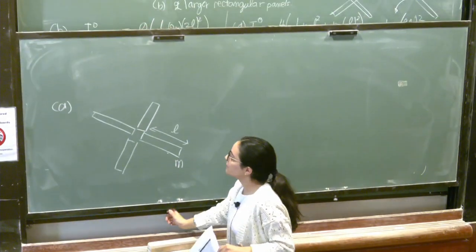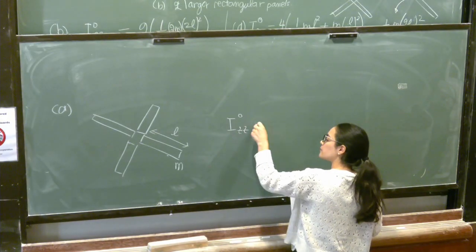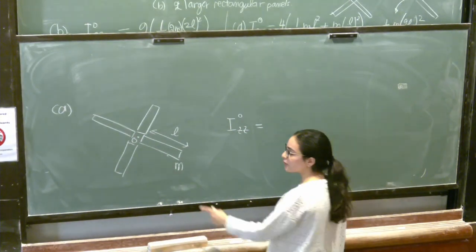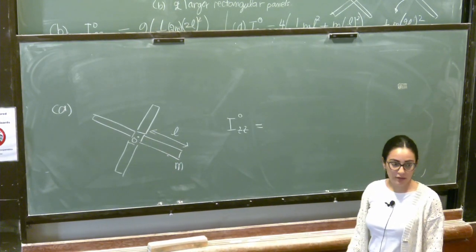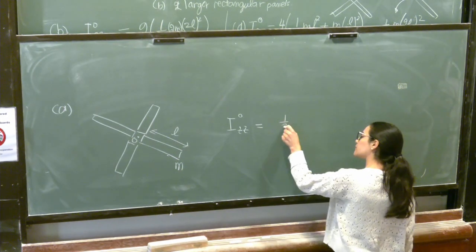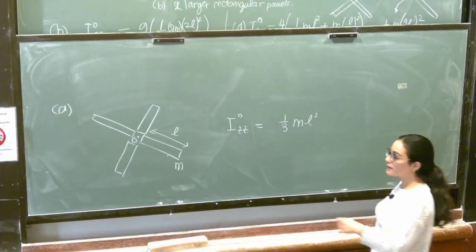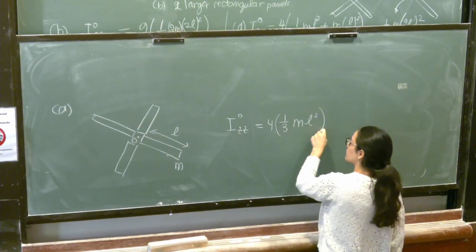Okay. So I_OZZ, this is O. The moment of inertia of this panel about O, you can find it from the tables. It's going to be 1 over 3 ML squared. And it's the same for all of these panels, so multiply by 4.